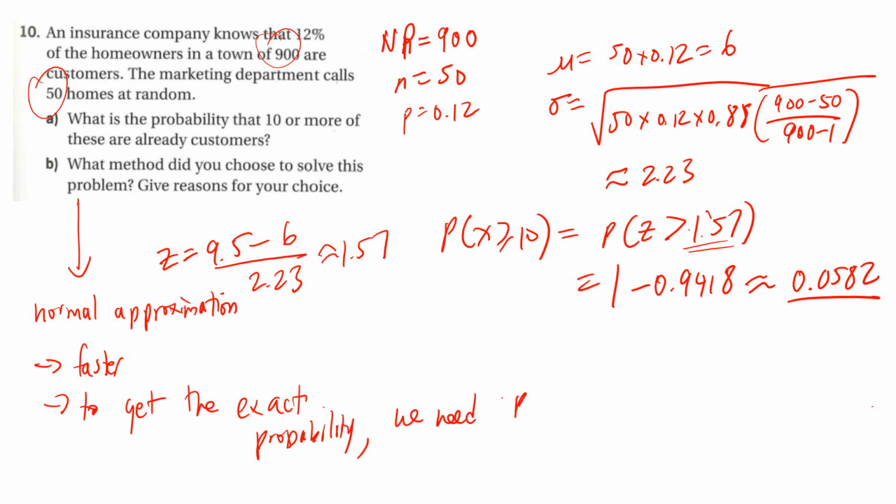if we use the hypergeometric distribution formula, we have to do the probability of x equals 10 plus the probability of x equals 11, and keep going until we get the probability of x equals 50. That takes a long time. So this is a clear example of how the normal approximation helps us. We can get a very good estimate very quickly, instead of calculating the exact probability for 10 people, 11, 12, 13, up to 50, and then adding them all up.